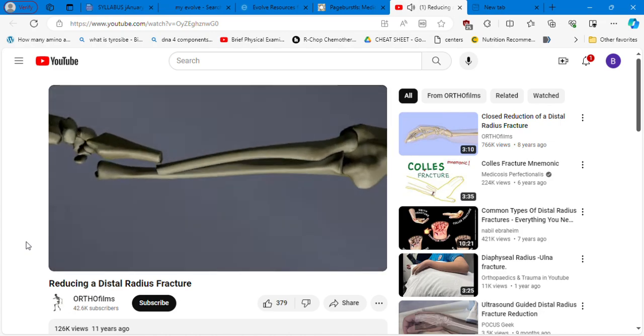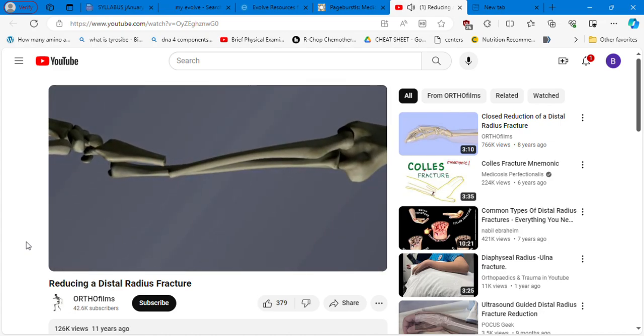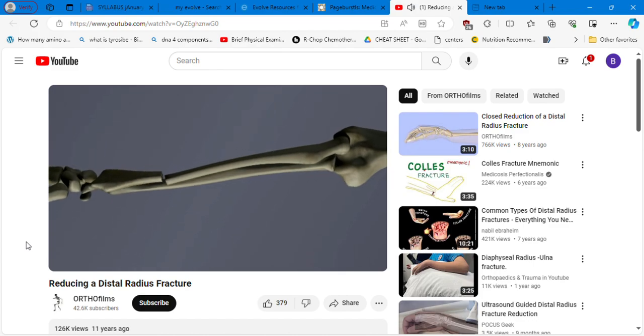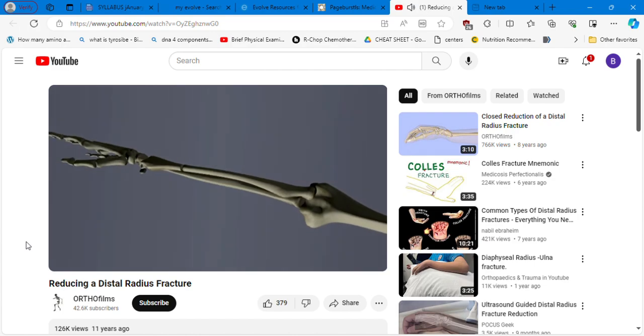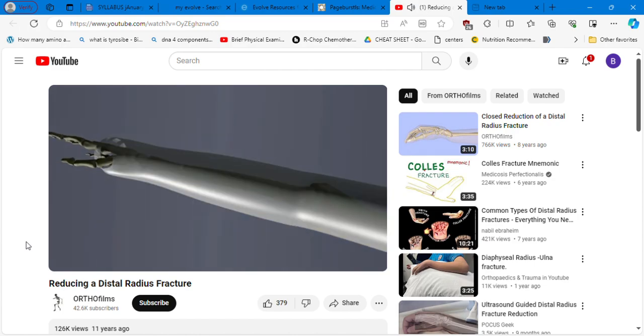Traction is used to pull the radius out to length. The angled fragments can then be pushed into alignment with the rest of the radius. A cast or splint is applied to immobilize the fracture so it can heal. The cast is molded in such a way as to hold the fragments in place.